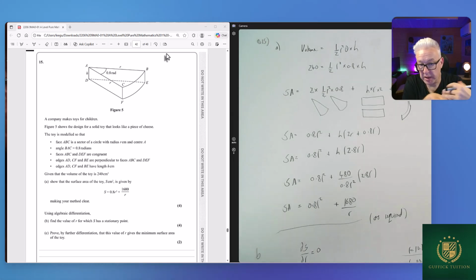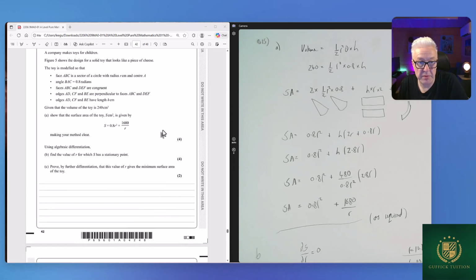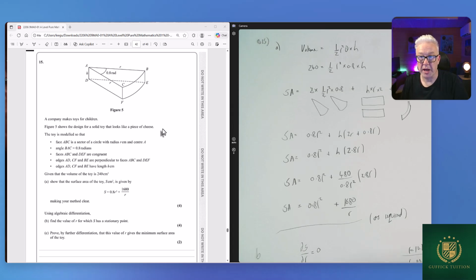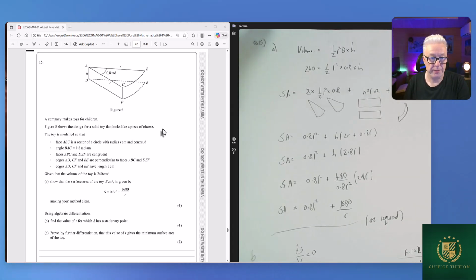And invariably, it's worth a lot of marks. I've seen this question be worth up to 15 marks. This particular one's worth 10 marks, but I've seen them worth a lot more than that. So it's super important to know how to do this particular kind of question.